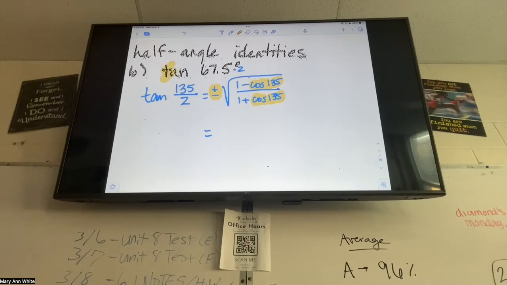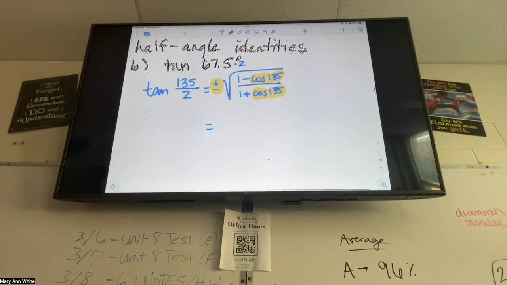Is tangent of 67.5 going to be positive or negative? Which quadrant is 67.5 in? In quadrant 1, tangent is positive. So I actually don't even need to carry that plus or minus through. I'm just going to carry my radical through though and do 1 minus negative root 2 over 2, and then 1 plus negative root 2 over 2.